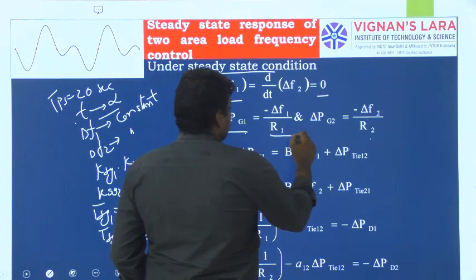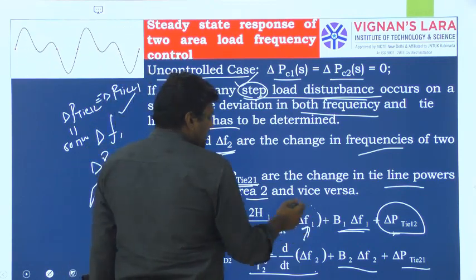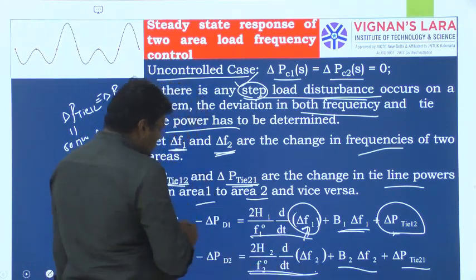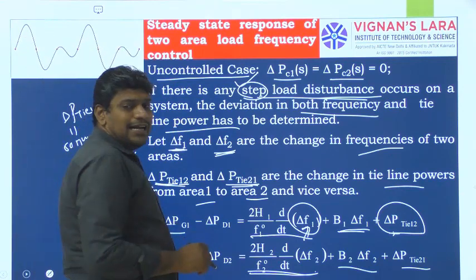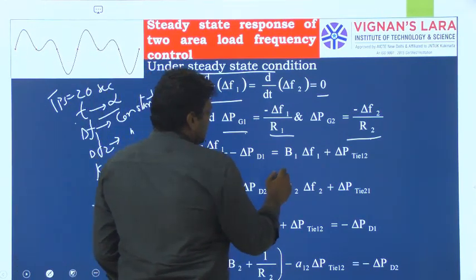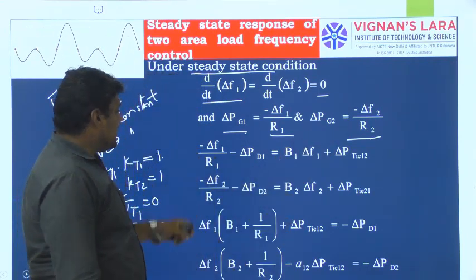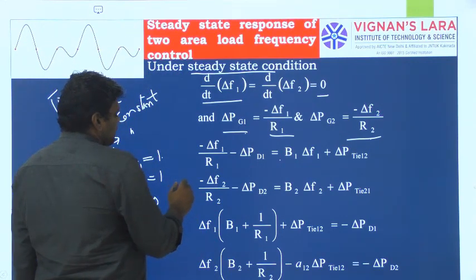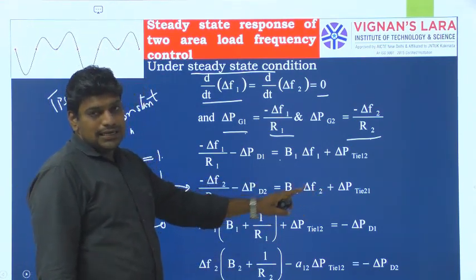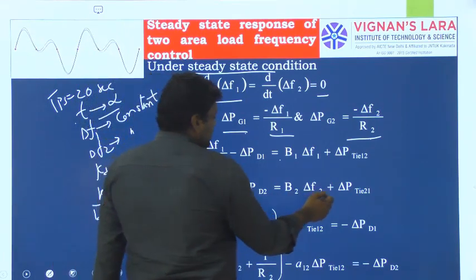Substitute these two in the power balance expression. Here dou by dou t of delta F1 will be 0, so this term becomes 0. Substituting delta Pg1 as minus delta F1 by R1, we get minus delta F1 by R1 minus delta Pd1 is equal to D1 delta F1 plus delta P tie 1, where the first term is 0. Similarly for area 2, minus delta F2 by R2 minus delta Pd2 is equal to D2 into delta F2 plus delta P tie 2. The first parameter becomes 0, this is the second parameter and this is the third parameter.